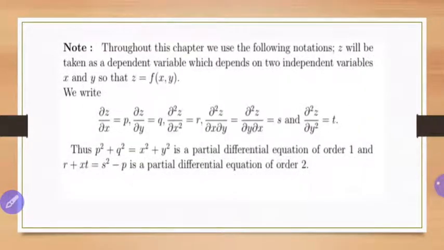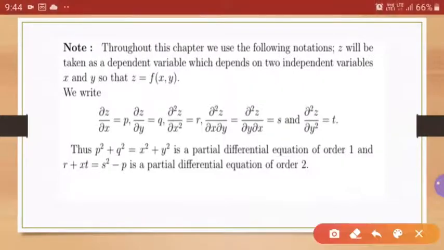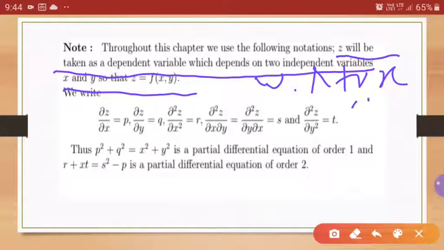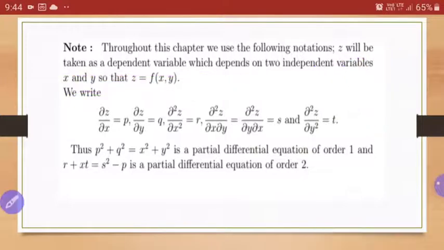Now, in this chapter, we will use z as the dependent variable and x and y as the independent variables. So z is a function dependent on x and y. If we differentiate this z with respect to x, with respect to y, and then with respect to x and y. First if we differentiate it with respect to x, then we get del z by del x.